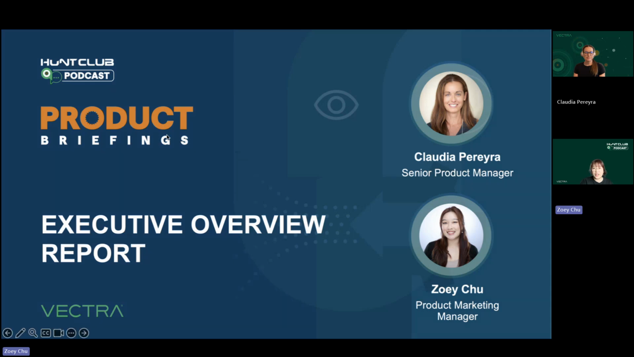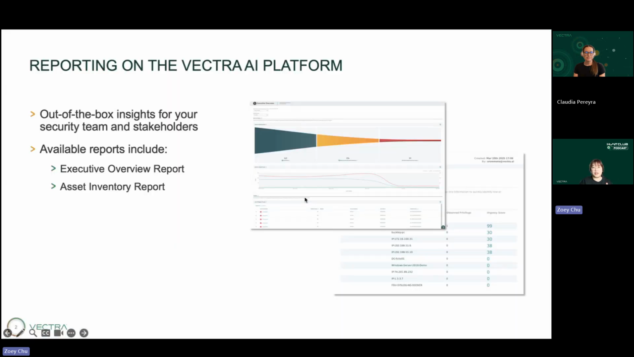So to talk about what is reporting on the Vectra AI platform here? Like what are we looking at? So, this new report that we are launching now, we are calling it the Executive Overview Report, and it's meant to provide completely out of the box insights for security teams. And the other report that we currently have in the platform is the Asset Inventory Report. That one is a little bit more operational than the Executive Overview. But the new one that we're talking about today is the executive overview report.